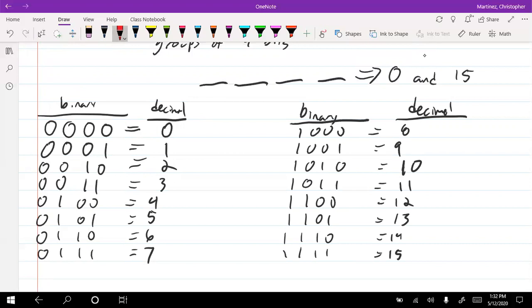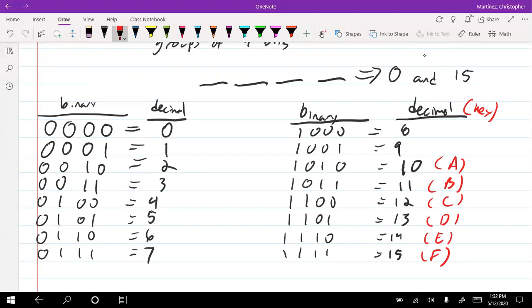Okay. In hex, I'm going to put the new hex numbers in red. 10 is our A. 11 is B. 12 is C. 13 is D. 14 is E. And then 15 will be our F.